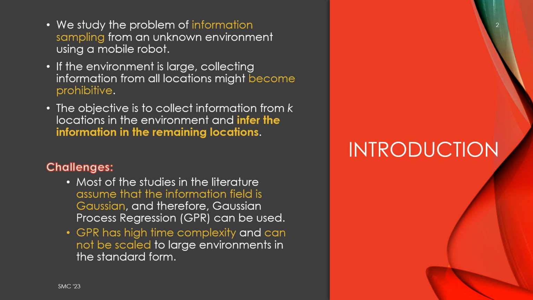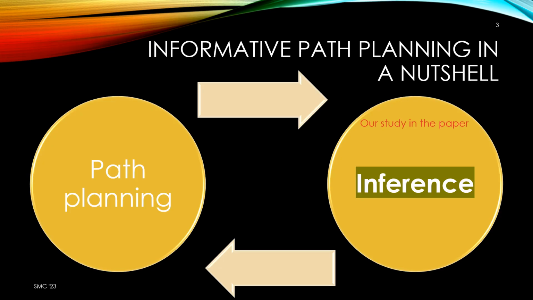So the main challenges that we try to focus on in this paper are: most of the studies in the literature assume that the information field is Gaussian and therefore Gaussian process regression can be used. However, that might not be the case in the real world. GPR, on the other hand, has high time complexity and cannot be scaled to thousands of information points in the environment in its standard form.